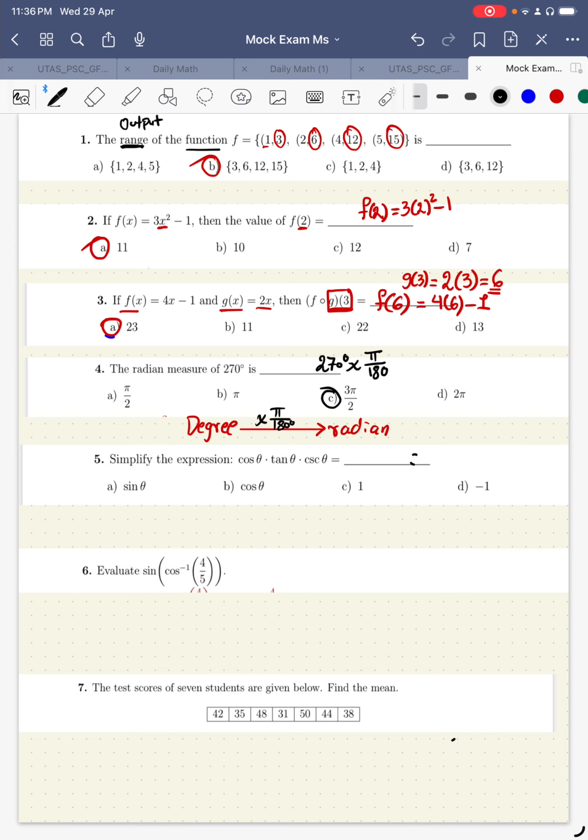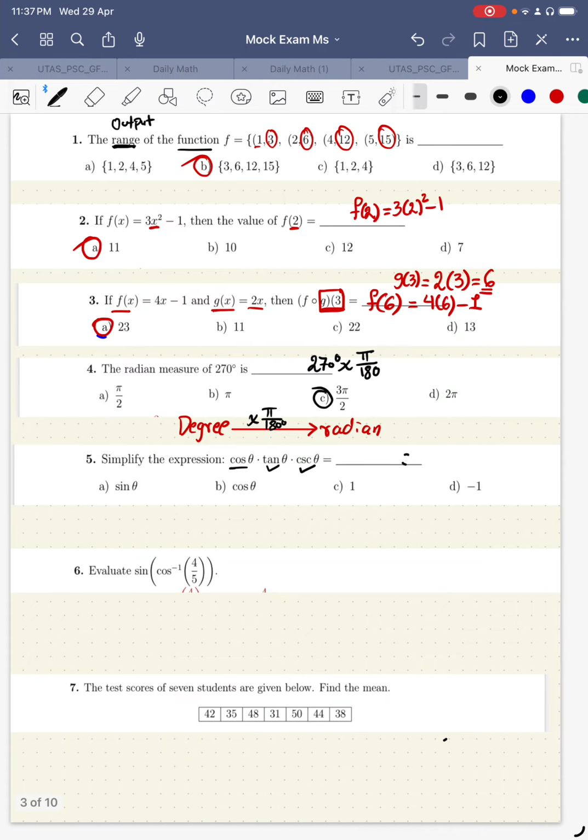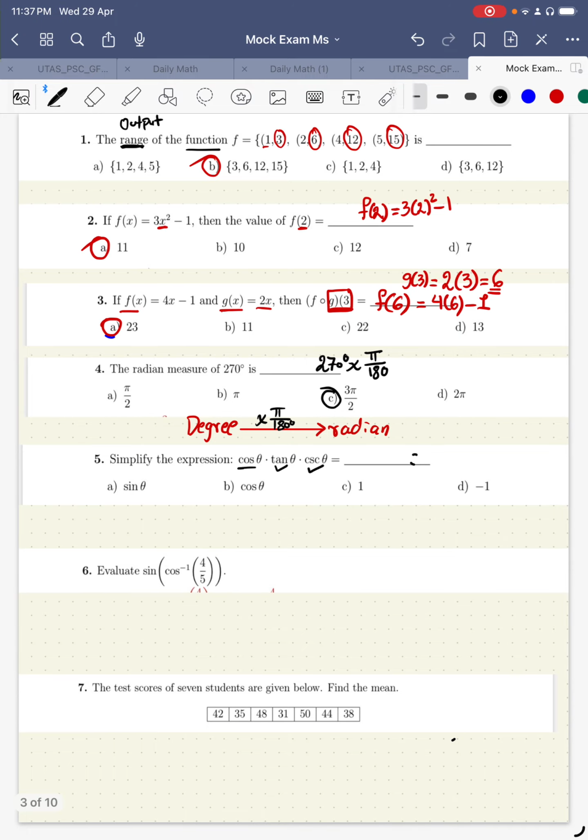I'm gonna change all the ones here that don't have sine or cosine. In this case, what? I'm gonna change tan and I'm gonna change cosecant. Do I need to change cosine? No, because cosine is already in cosine. But tan, it is not in cosine or sine. Cosec, it is not in sine or cosine.